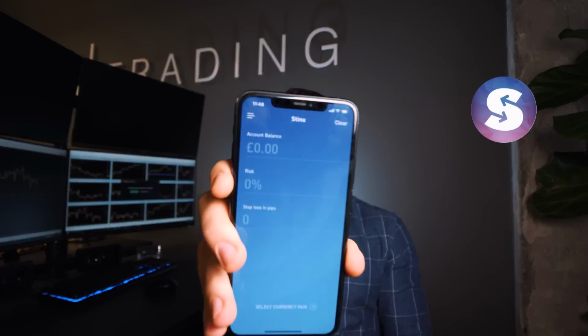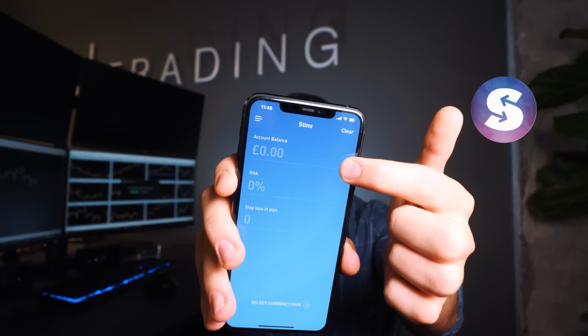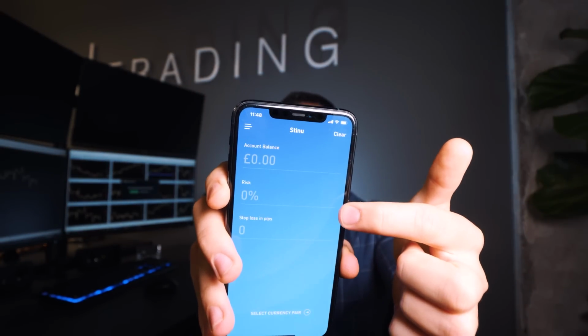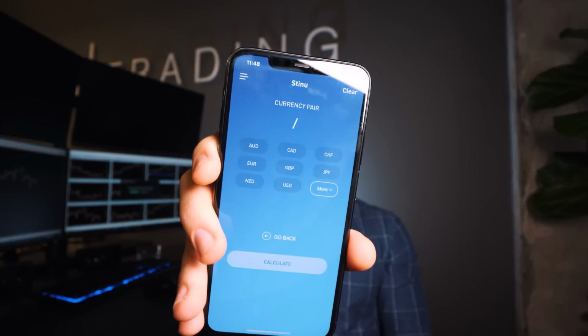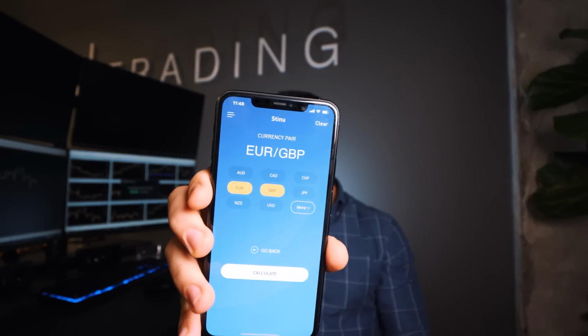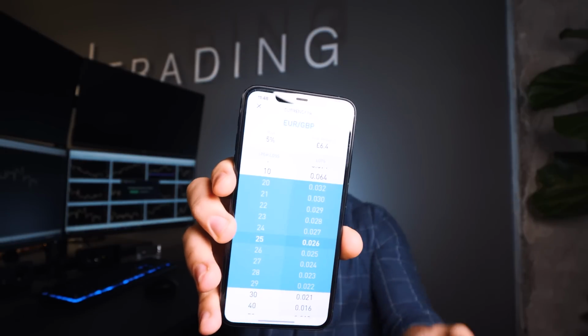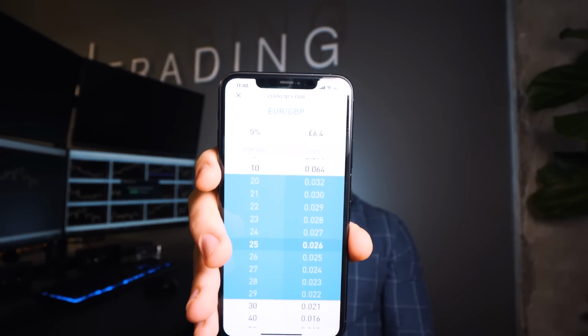Now, a little note on risk management as well. We recommend that you use the app Stinu. So I can show you that now. It looks something like this. So you can see you put in your account balance, your risk percentage that you're aiming for, and then your stop loss in pips. So I'll put in 128, 5% risk, let's say 25 pips, and then you choose the currency pair that you're trading, euro pound, like so. And then if I just hit that, it will then tell you what lot size you should be using for the stop loss size that you've chosen.